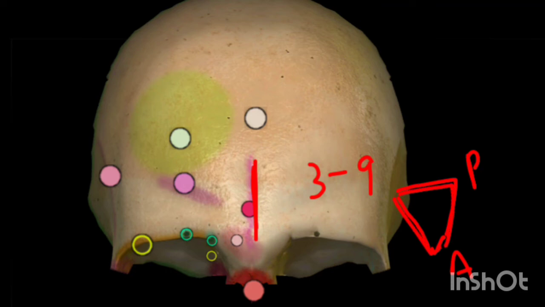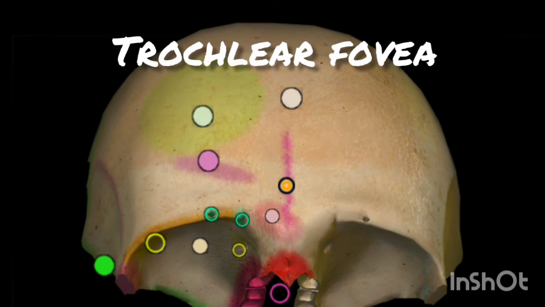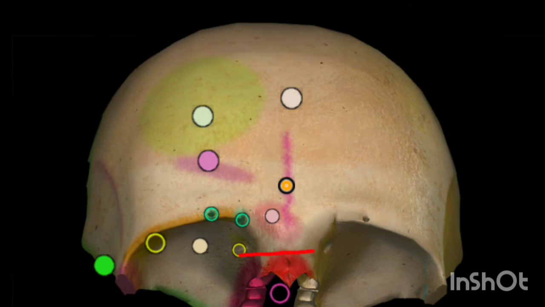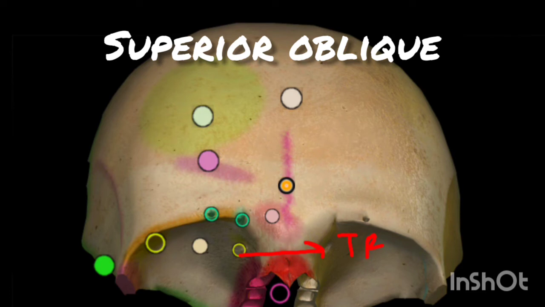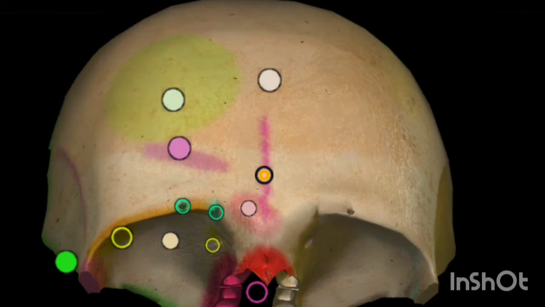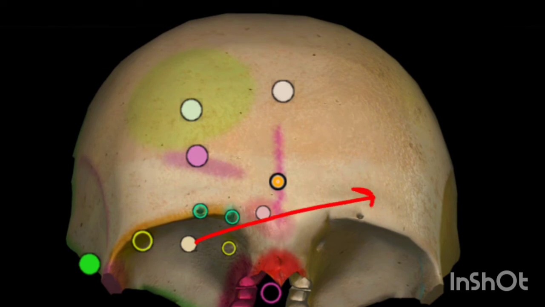Okay, now let's talk about the trochlear fovea. That is a structure which is present over here. This is the trochlear fovea, and this serves as a site of attachment for the superior oblique muscle of the eye. Okay, so this one is going to be the orbital part of the frontal bone, and this area over here serves as the depression or a groove for the lacrimal gland. So the lacrimal gland basically sits in this fossa.